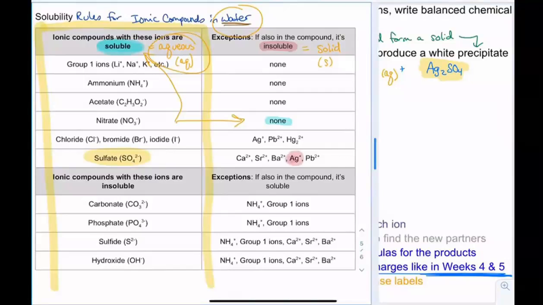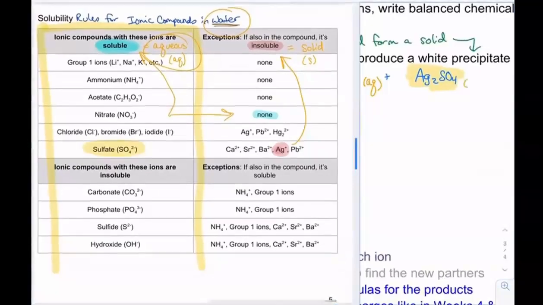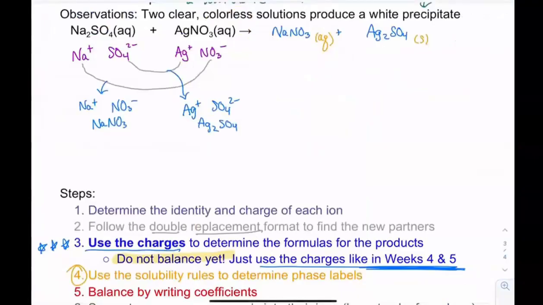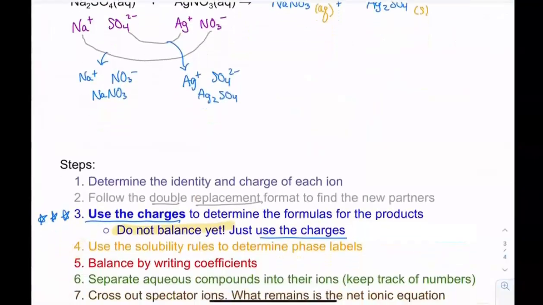So that is going to be insoluble. Insoluble means does not dissolve in water. And since it does not dissolve, it's going to exist as a solid. So, ionic compounds have very strong bonds. So they're going to be solids at room temperature unless they dissolve in water. So this is going to be a solid. Okay, so that was step 4, use the solubility rules to determine the phase labels.